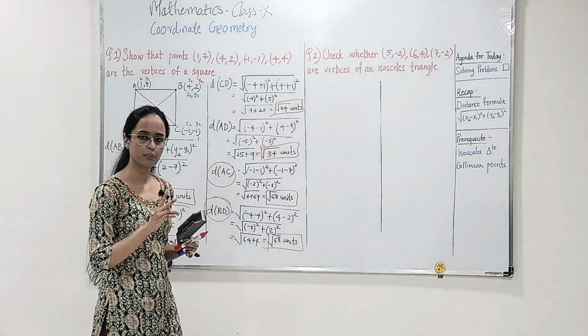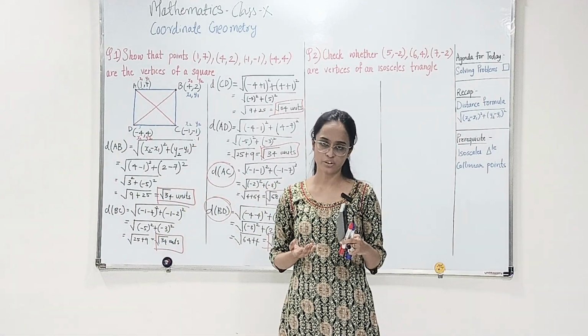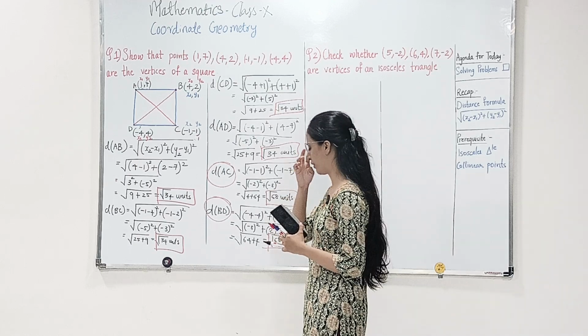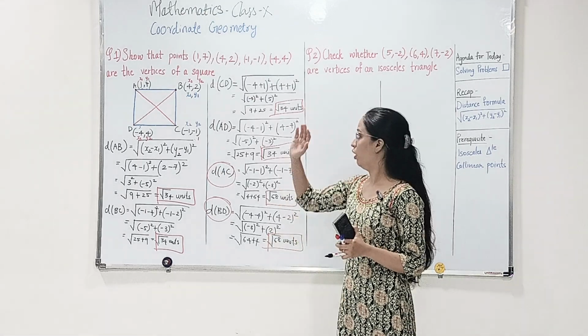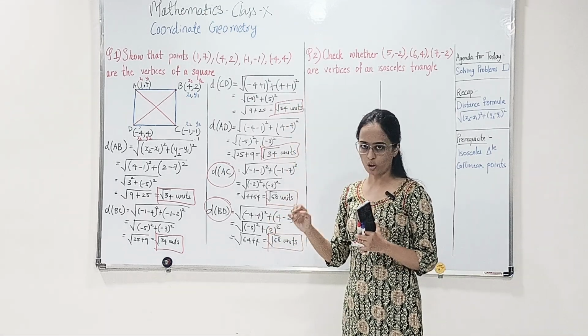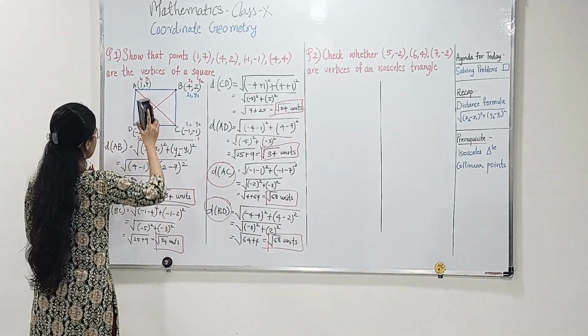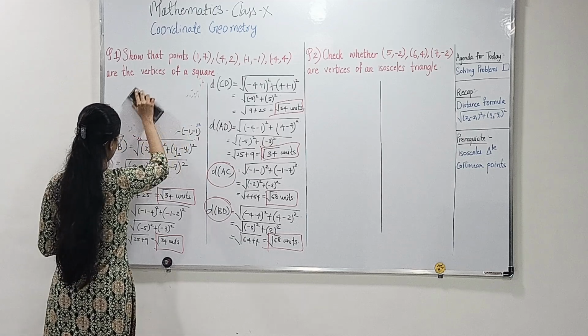This satisfies both the properties of a square. So we got all the 4 sides to be equal and 2 diagonals to be equal. So the final statement that you would be writing in order to conclude that the points are the vertices of a square are... So I'll be erasing this diagram and I'll be writing the conclusion.